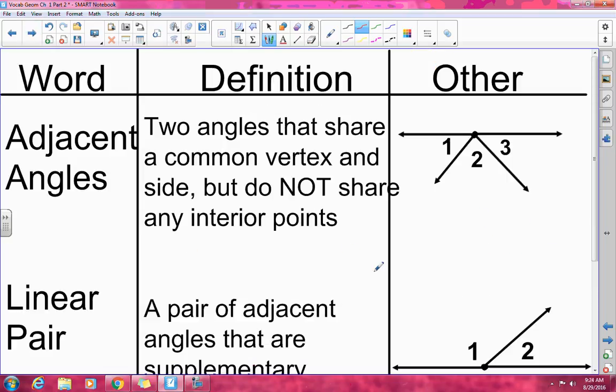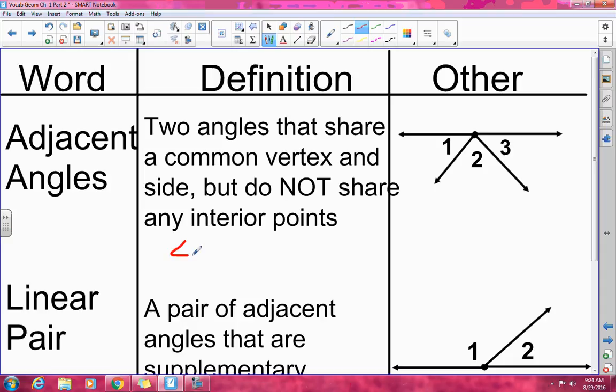Okay, some more special angle pairs. Adjacent angles, I was using that vocabulary word on the previous slide, but adjacent angles are two angles that share a common vertex and side, but do not share any interior points. So sometimes people get confused. So I drew this picture, and I wanted to say angle 1 and angle 3 are not adjacent because they don't share a side, whereas angle 1 and angle 2 are adjacent angles.